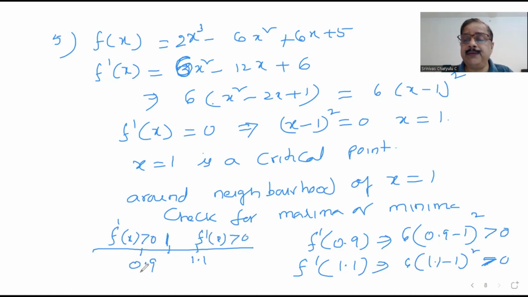When x is equal to 1, when we substituted in our f dash x, we found that f dash x is not changing the sign. Therefore, x is equal to 1 is a point of inflection. Okay, so it is not changing the sign. Therefore, it is a point of inflection.